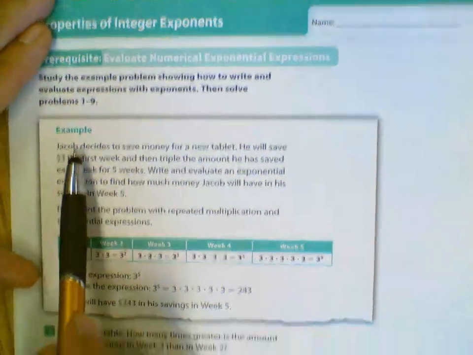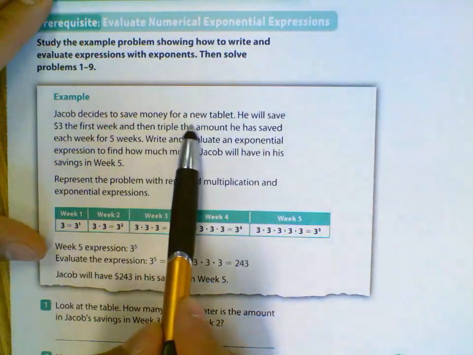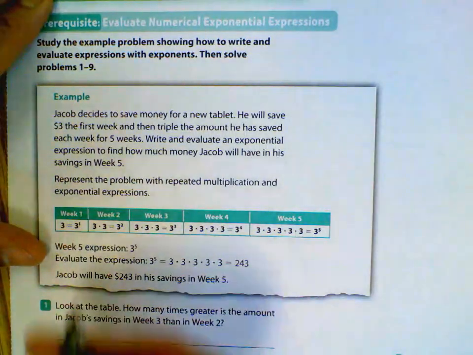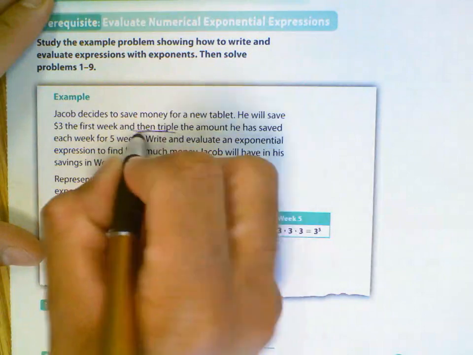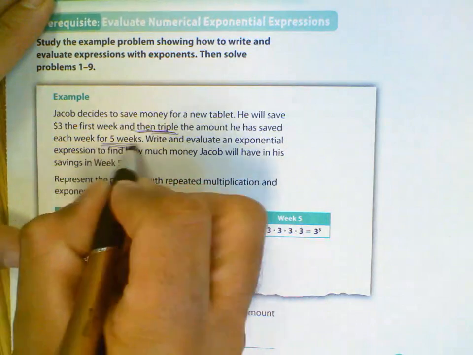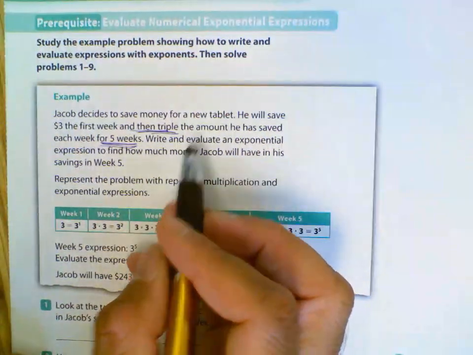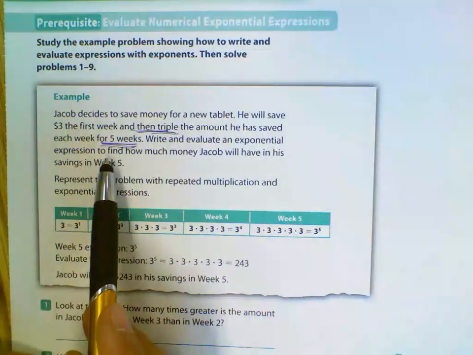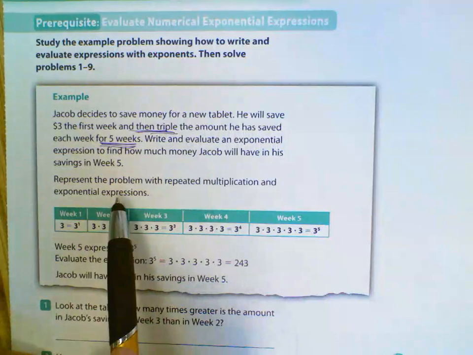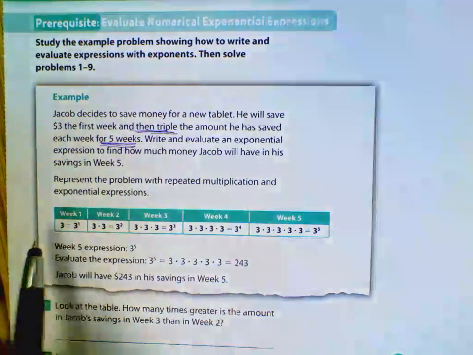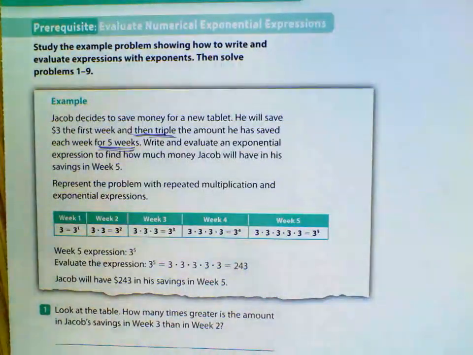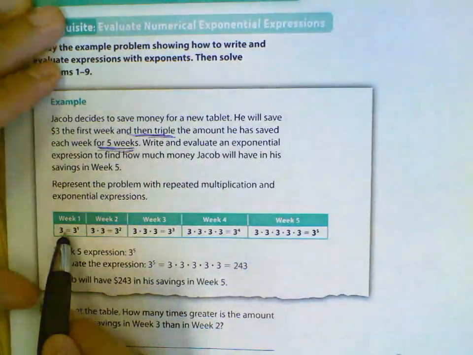I have that Jacob decides to save money for a new tablet. He will save $3 the first week and then he will triple that amount. Then he will triple that amount he has saved each week for 5 weeks. You need to write and evaluate an exponential expression to find how much money Jacob will have in his savings in week number 5. So in this case, what we are going to do is represent the problem with repeated multiplication and exponential expression. For example, week 1, he only put $3.